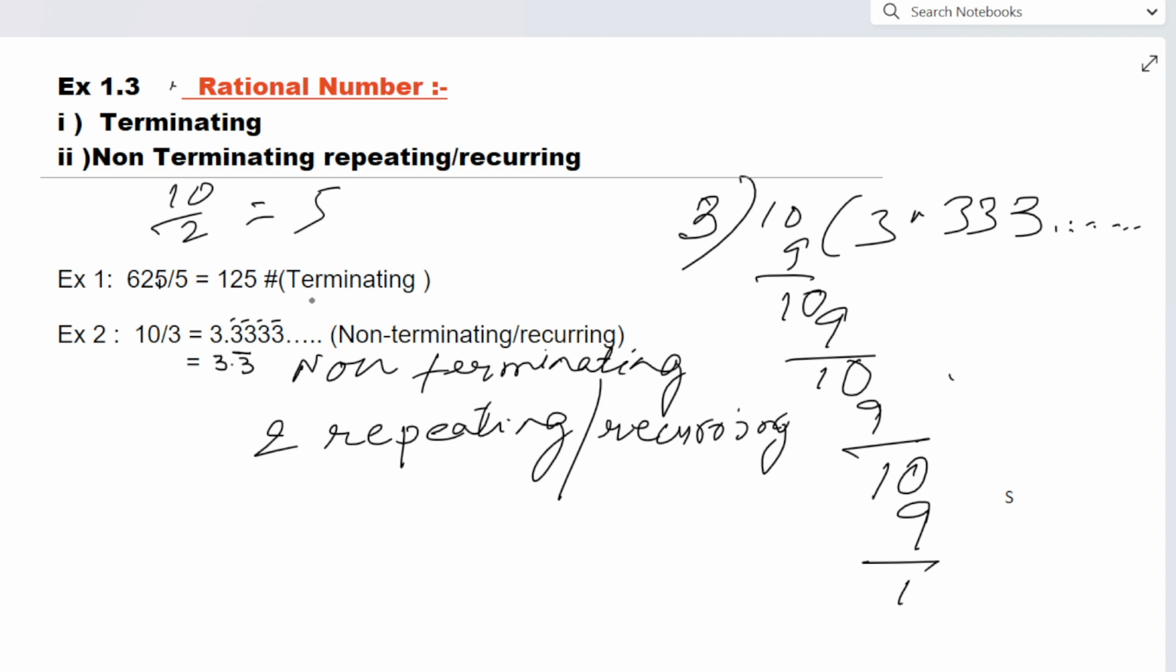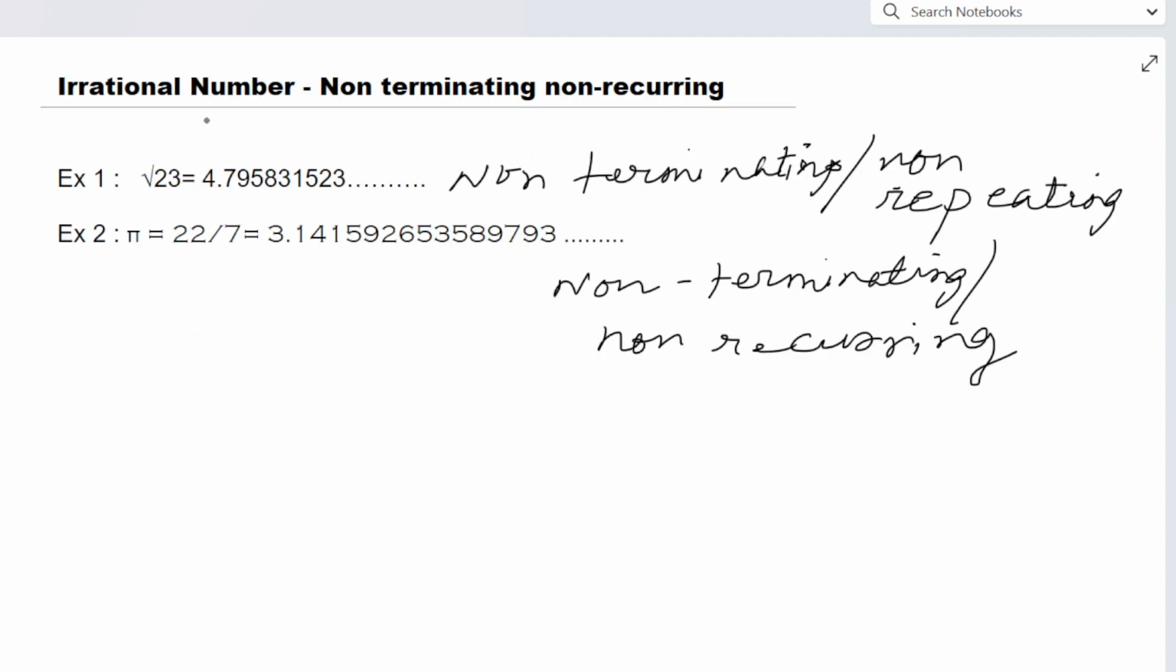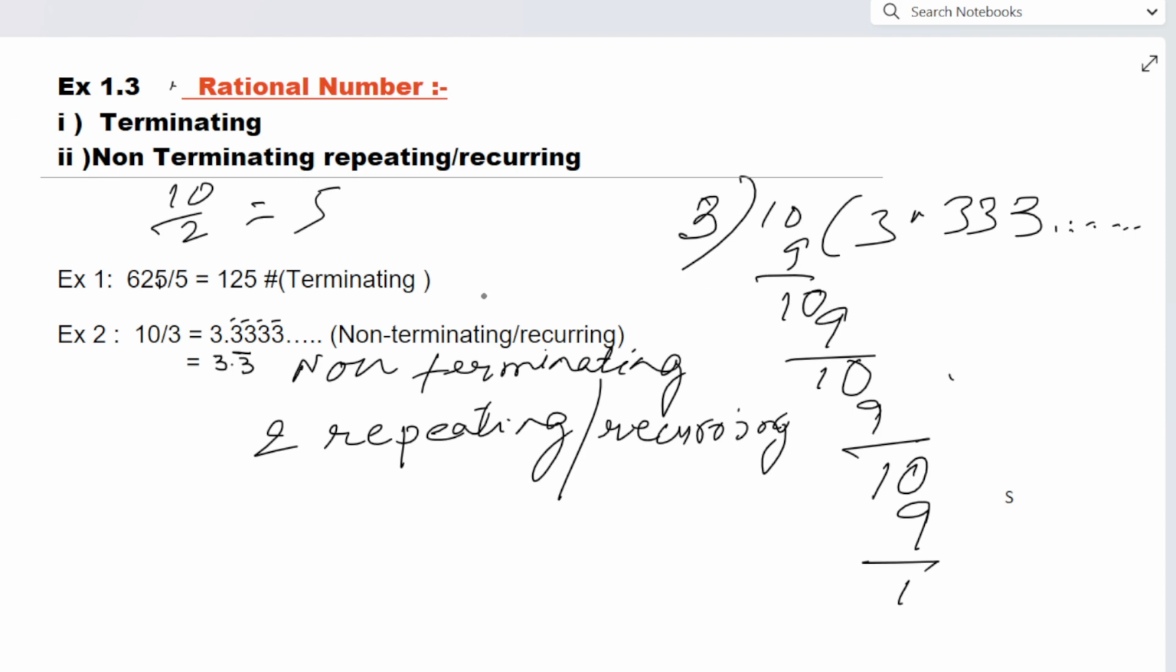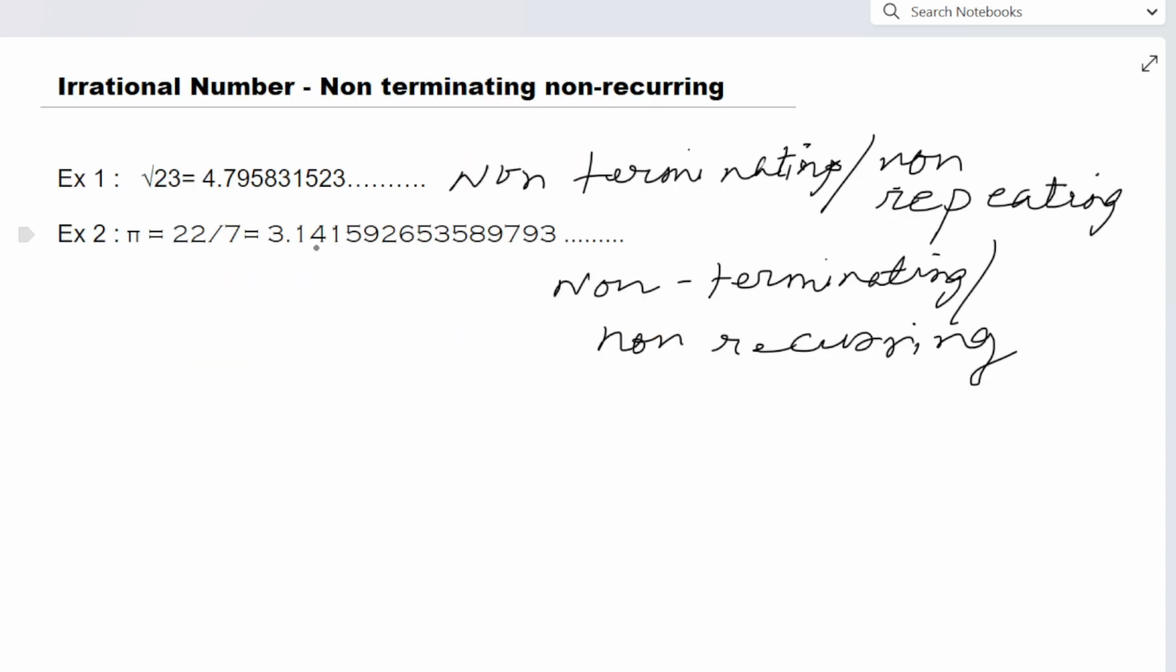The other condition is non-terminating. See, if I divide, it is also non-terminating. So non-terminating is common in both rational and irrational numbers. In irrational numbers also, it is non-terminating. But what is the difference? In rational numbers, the digits follow a certain pattern of repetition, but in irrational numbers, the digits are not repeating in some pattern. So that is the difference. I hope you understand between these two points clearly.